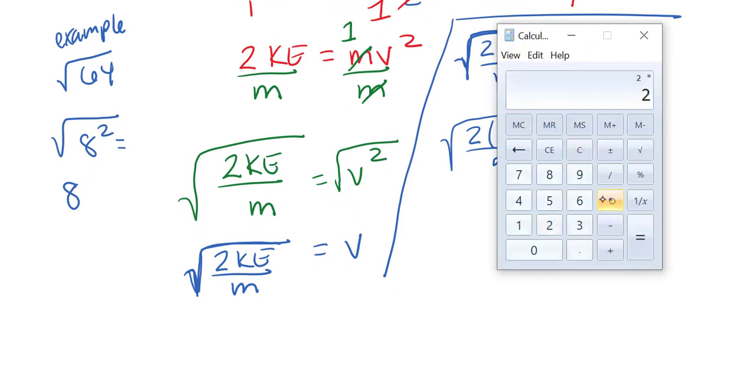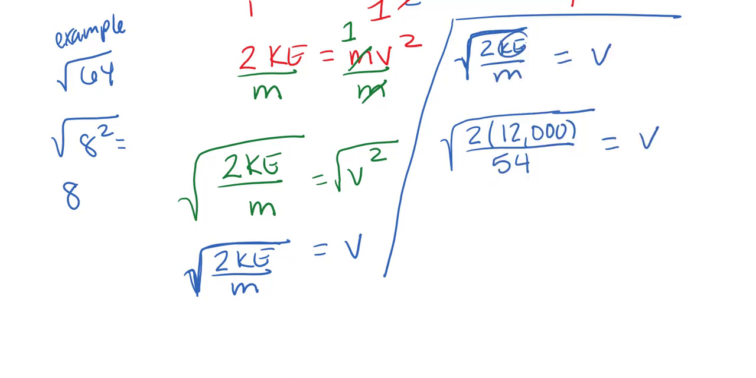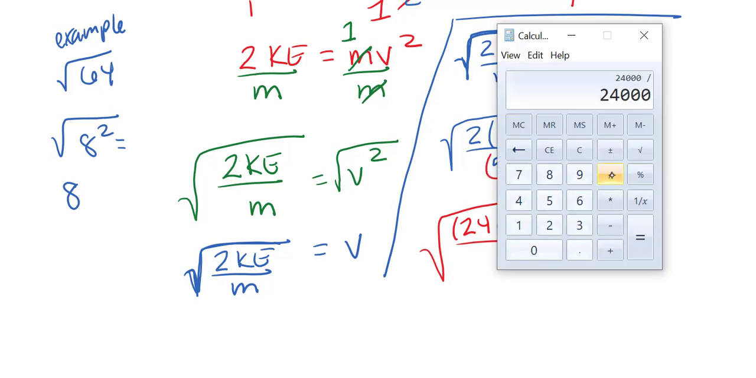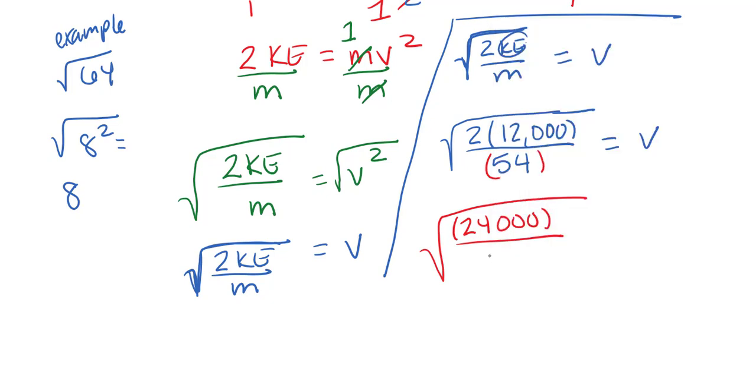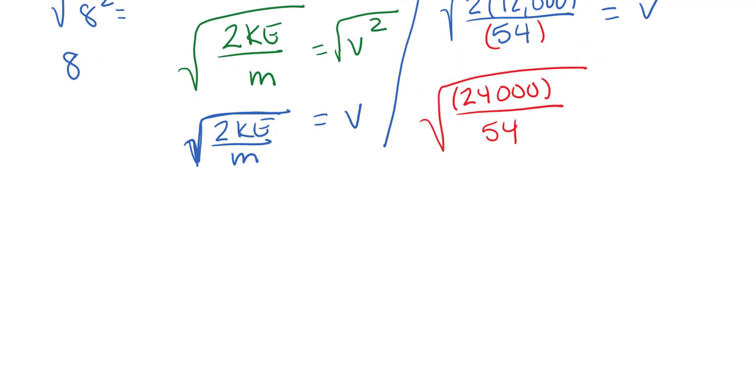So you have 2 times 12,000, which would be then 24,000. And this is over 54. We can just put that in square. Divided by 54, which is equal to 444.